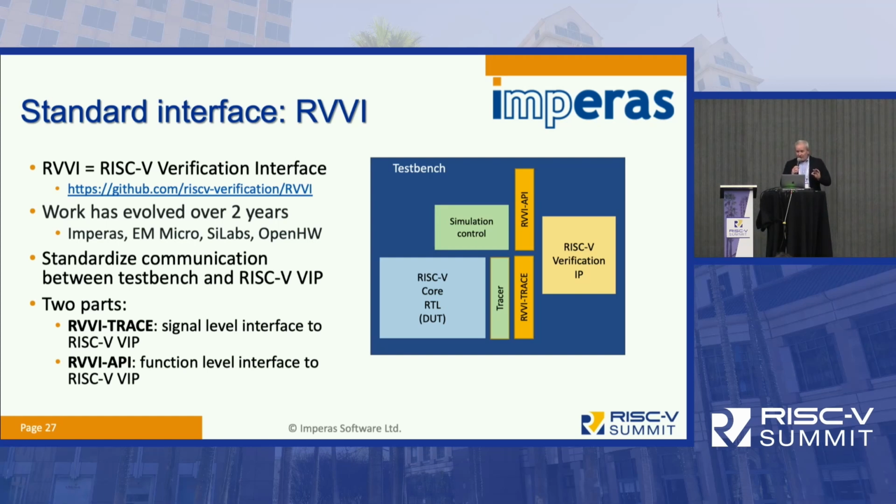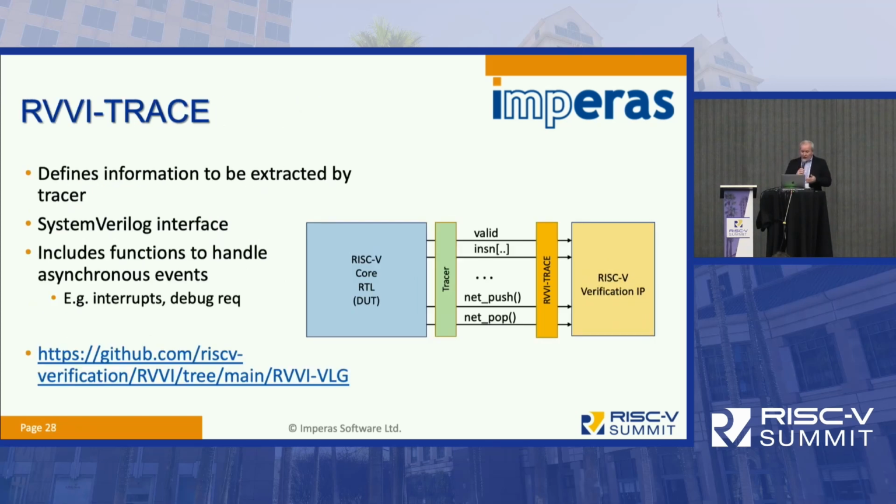RVVI Trace is effectively a container for data, and this allows you to take the information from the tracer of your RTL, populate the internals of it, such that you can have a plugin that connects to this and uses that data for the downstream tools, and I'll show that in a moment. And then for the RVVI API, these are the set of calls that can control your RISC-V verification IP. So the trace, as I mentioned, defines information that's extracted from the tracer.